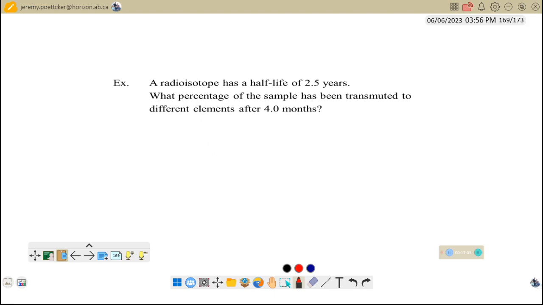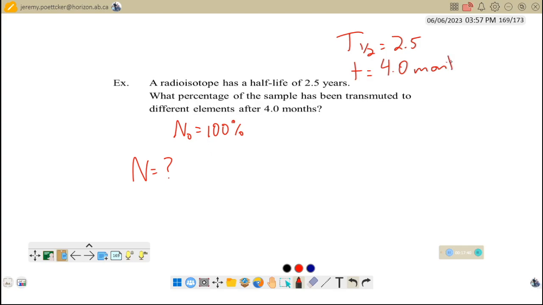All right, a radioisotope has a half-life of 2.5 years. What percentage of the sample has been transmuted to other elements after 4 months? Now, this looks like we don't have enough information, but as soon as you see a percentage, usually, unless they give you something else, N naught then is 100%. We are looking now for n. That's what we don't know. We do know that the half-life is 2.5 years. We know that the time of the experiment is 4.0 months. Be careful here.